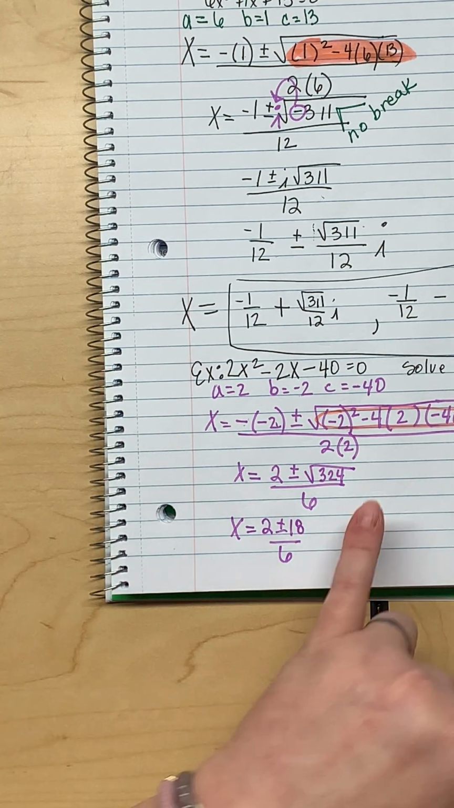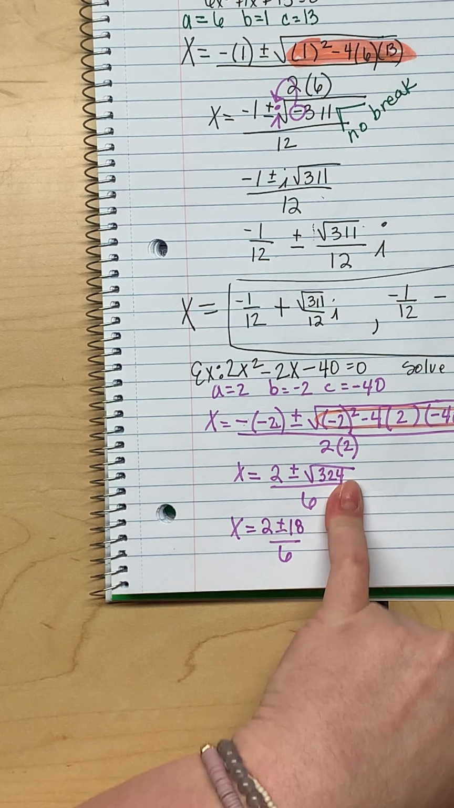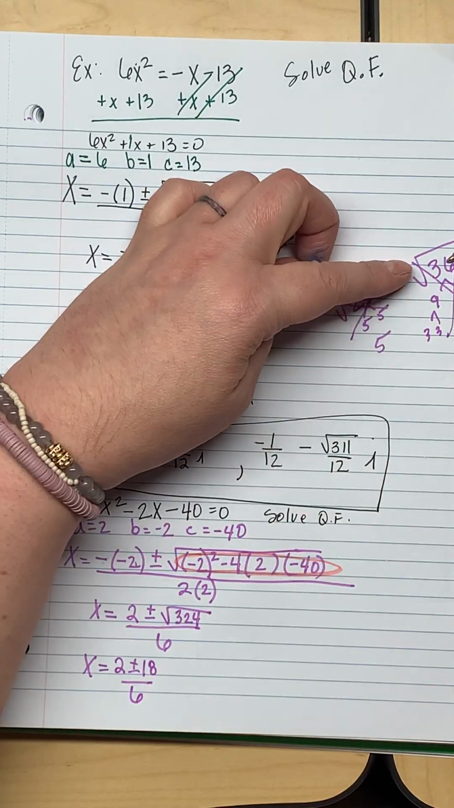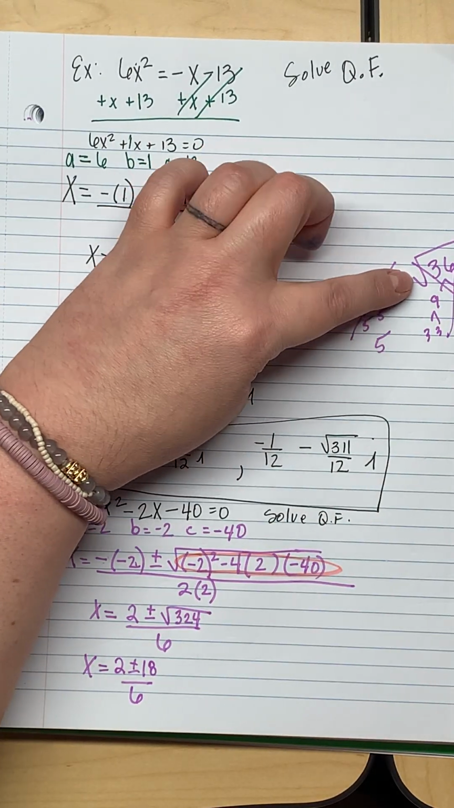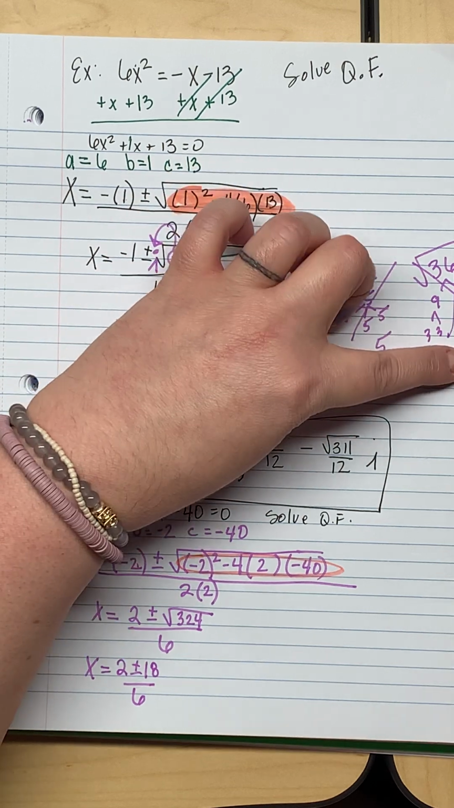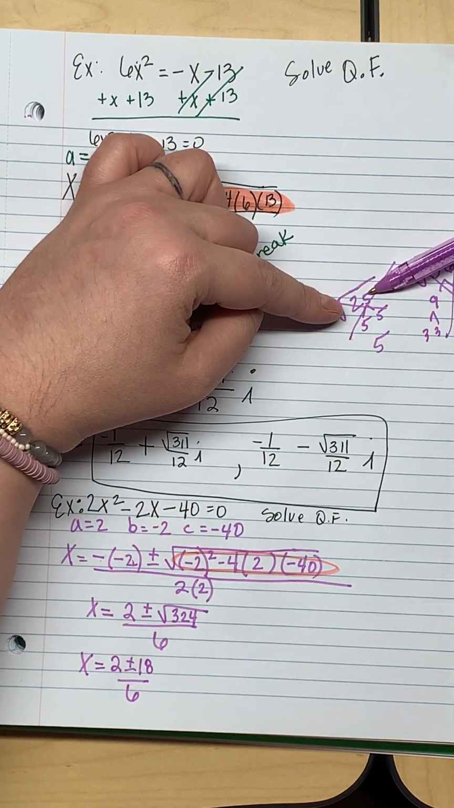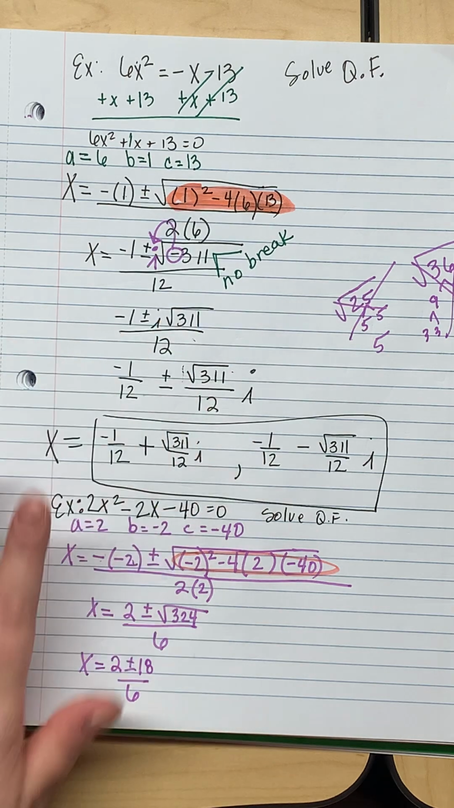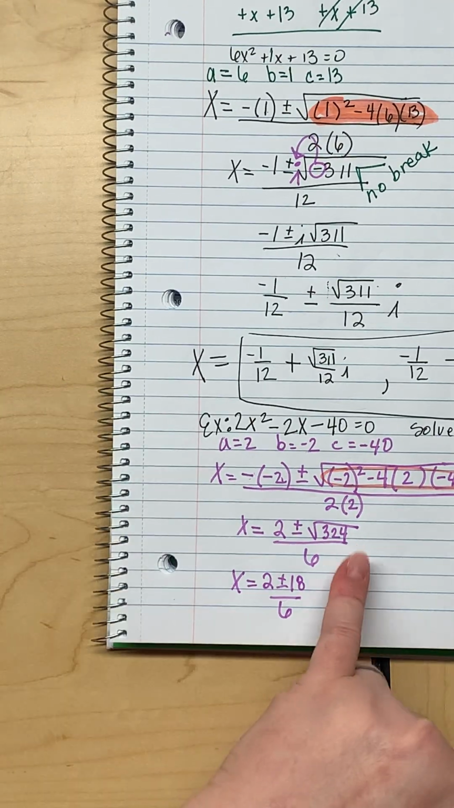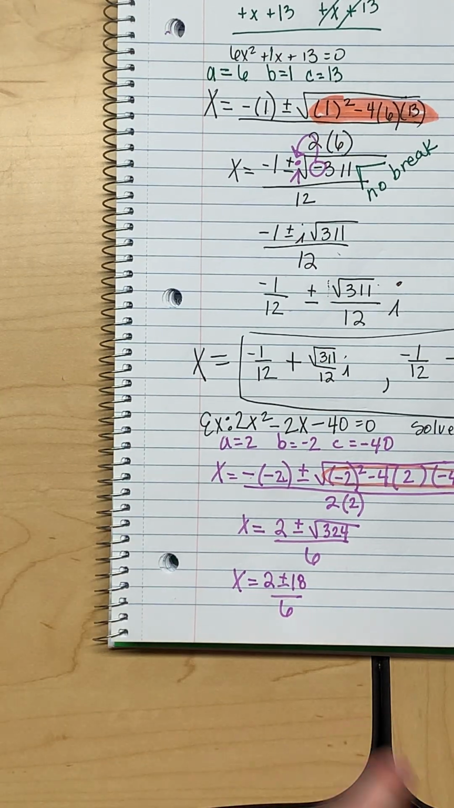Well, wait a minute. Where'd my house go? It went the same place it went when I had the square root of 36. The house went away because that's just 6. The square root of 25 is just 5. So if you have a perfect square, the house goes away entirely.